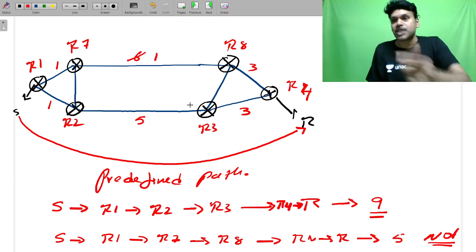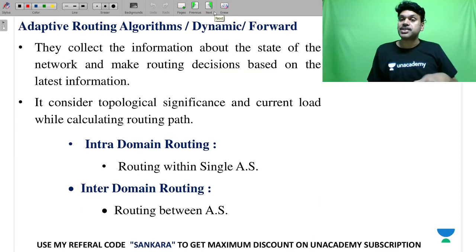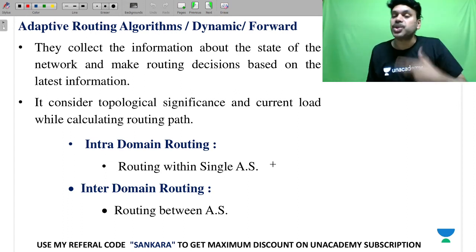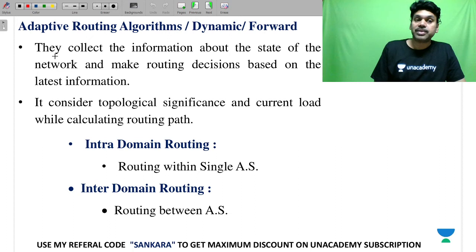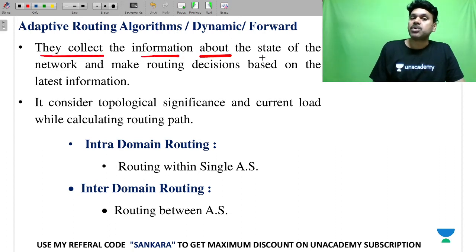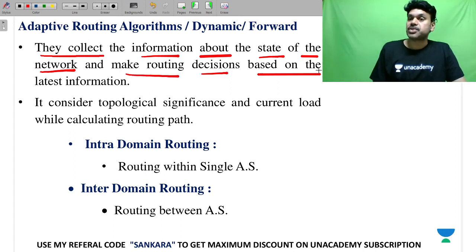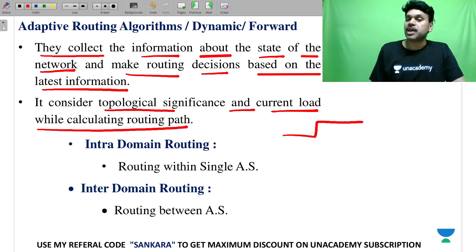Adaptive means this is possible. If you are using adaptive algorithms, they consider the topological sequence. Every particular packet is treated as an individual unit, and it tries to give you the routing table for the individual packet, not for the entire message. They collect information about the state of the network and make routing decisions based on the latest information: latest delays, latest distance, latest length. So it considers topological significance and current load while calculating the routing path. You can change, you can go like this.